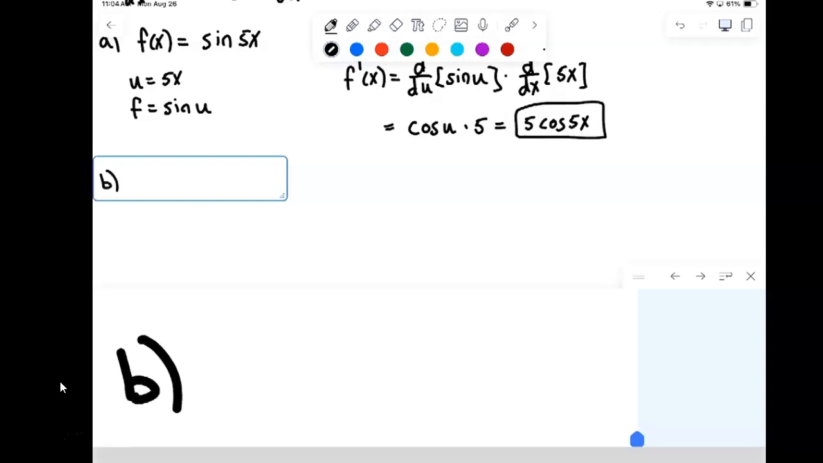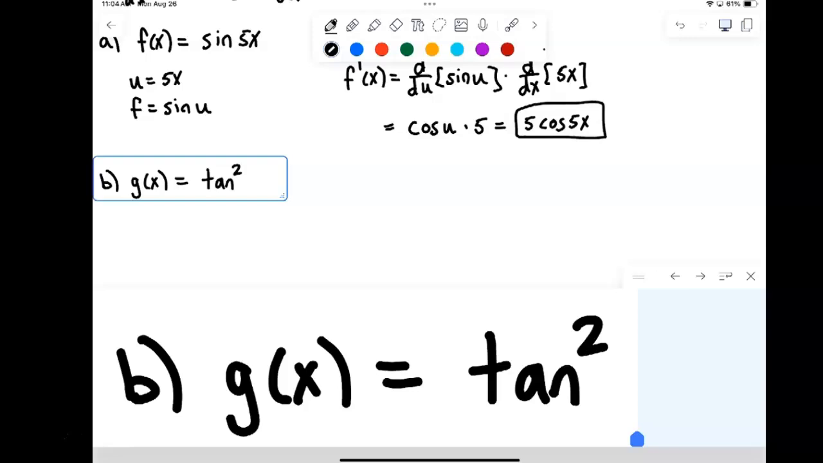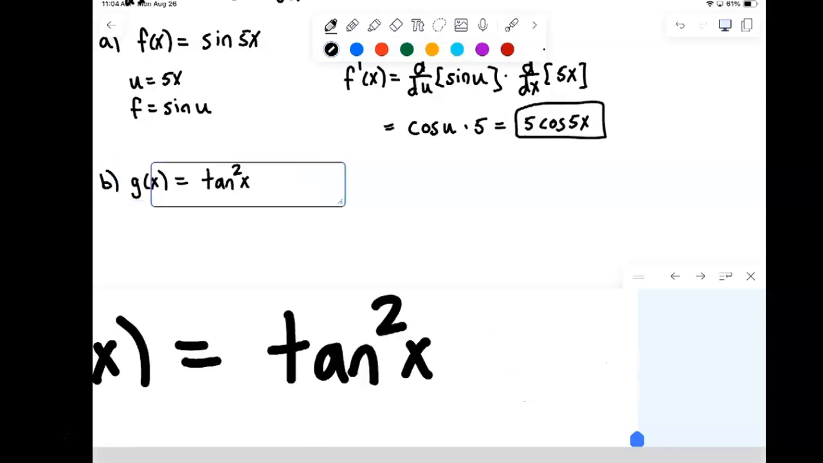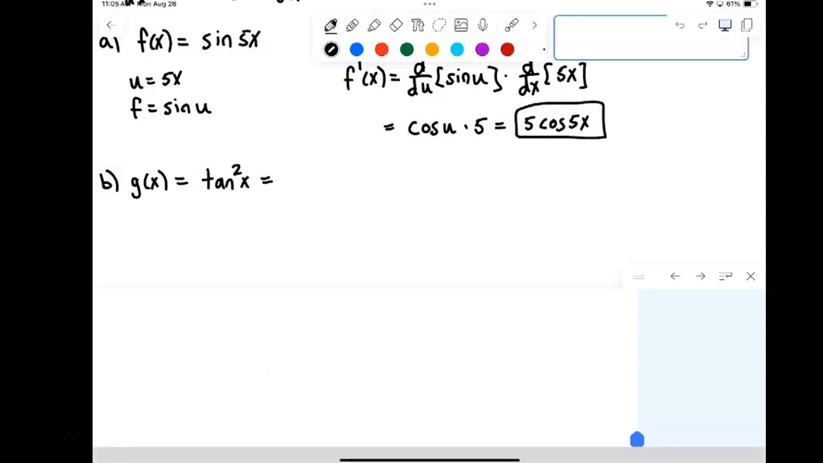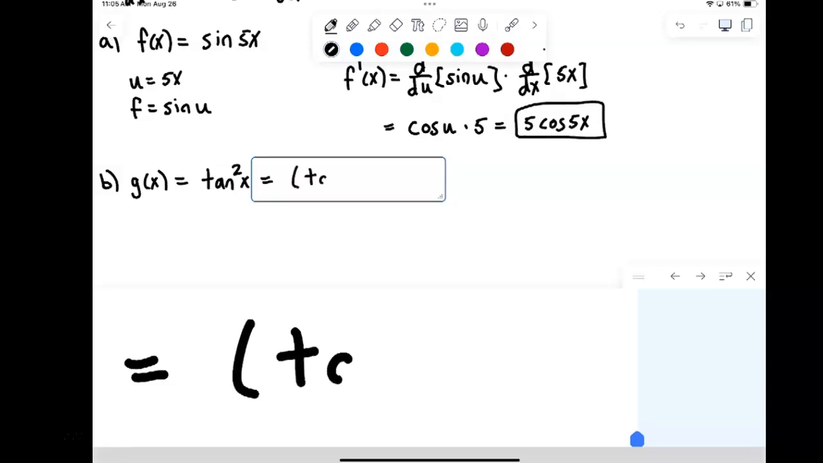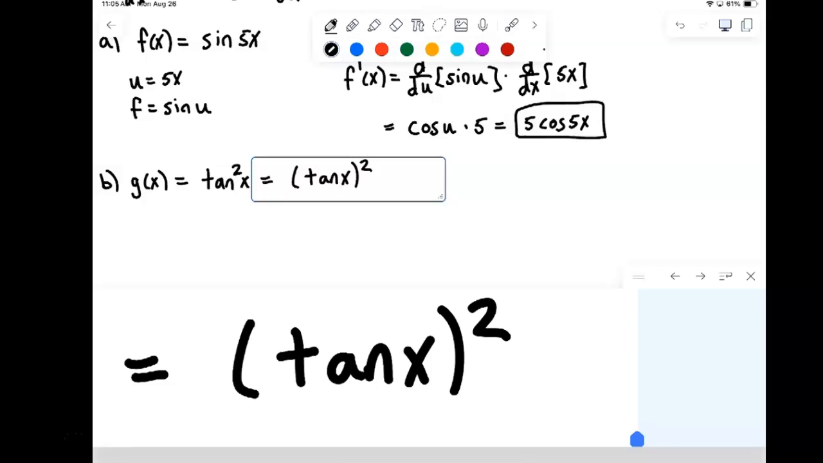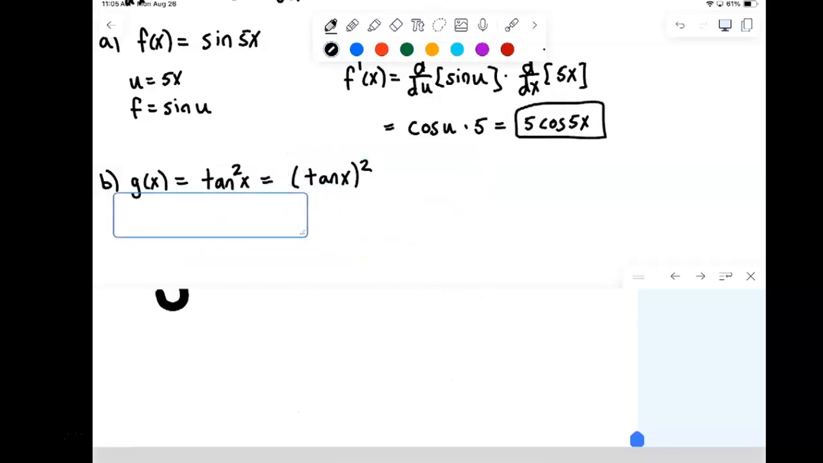Let's consider a second example here. g of x equals tan squared of x. Okay, so in this case here, recognize that notation squaring, what that means is that inside of the squaring function, we have the tangent function. So the tangent is the inside function, and the squaring is the outside function.